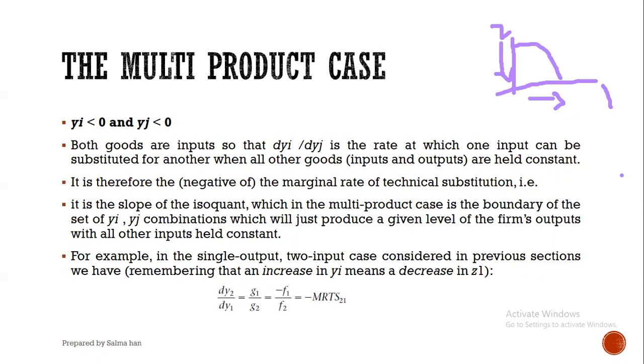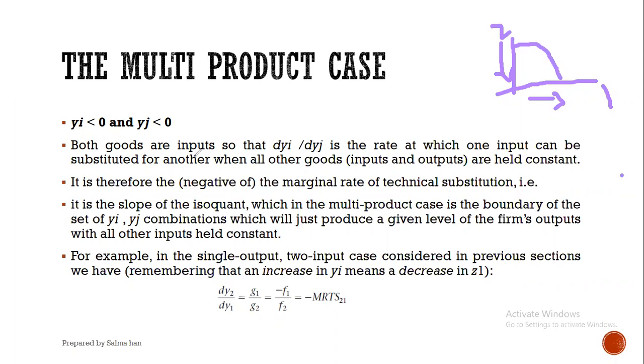What do we mean by yj is less than 0? It means the same: if the value of yj is less than 0, then this y is used as an input in the production process. Therefore, yi and yj both are consumed by the firm to produce the given level of output. These two y's are not the levels of output because their values are less than 0, that is, their values are negative. Both goods are inputs. Now let's move to the theoretical part.